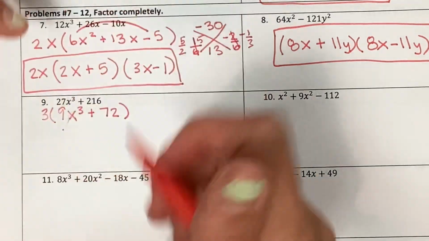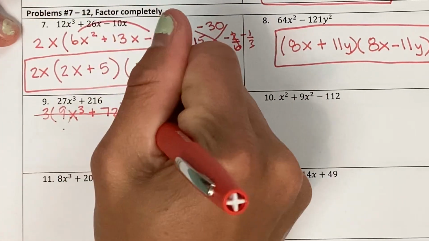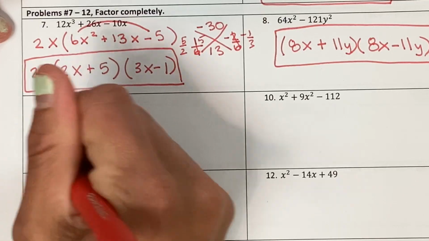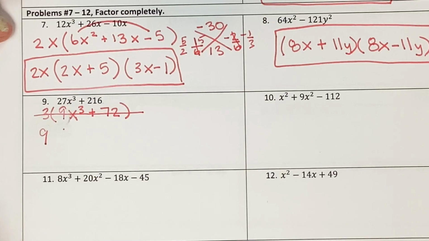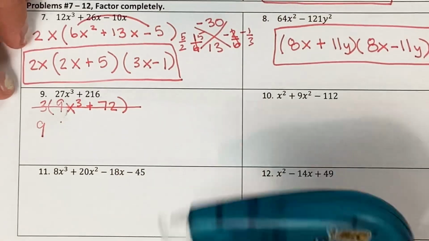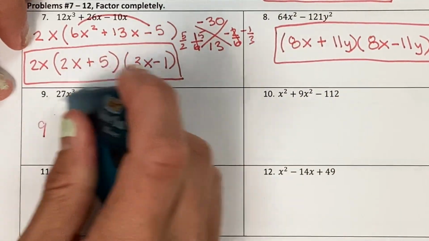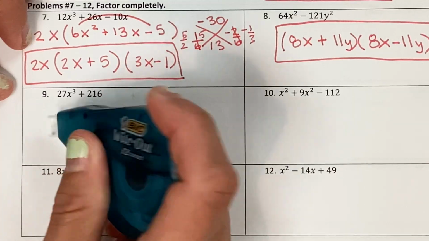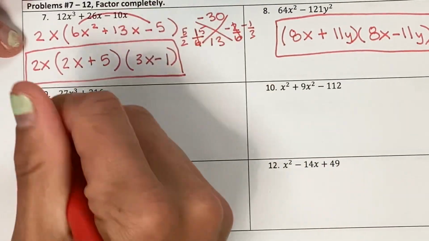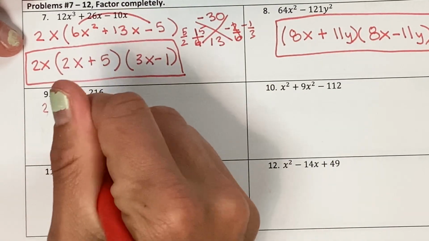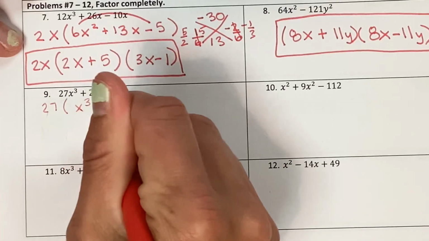Oh, you can take more out. Oh, hold on. I can take a 9 out. Wait, 216 divided by 27. Oh my goodness. I can take a 27 out. Look at that. That actually makes this nicer. All right. I can take a 27 out, and I'm just left with x cubed plus 8.